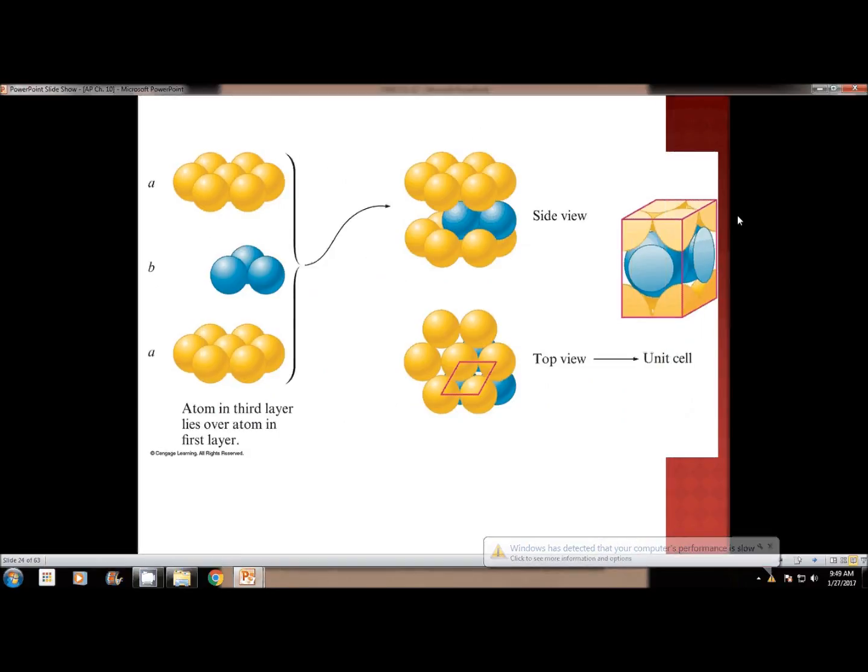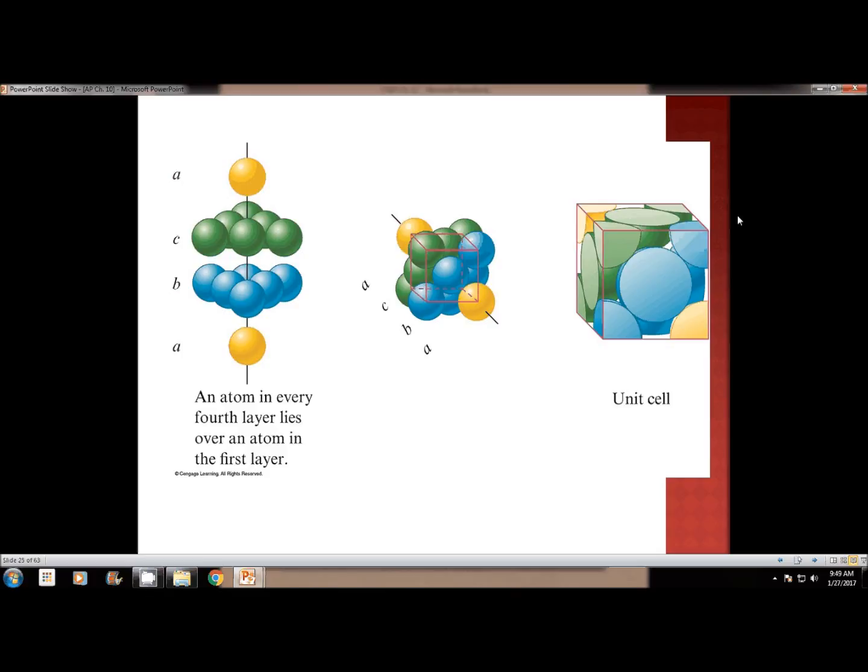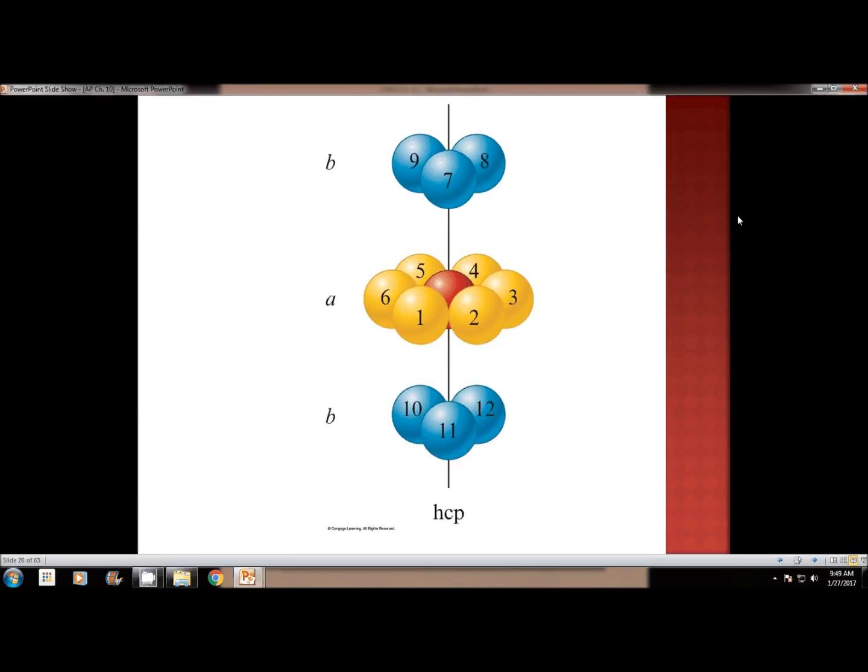These are some more pictures that are in your notes. It's showing a unit cell view of what this would look like and how there's one of the B layer in the dimple of the other layer. This is another picture. These pictures are on page 466 in your textbook if you would like to look at them closer. But this is showing another unit cell way of looking at it. HCP is hexagonal closest packing.